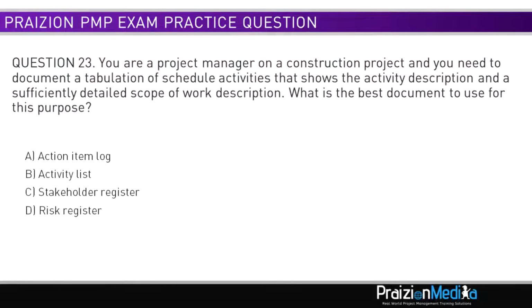Question 23. You are a project manager on a construction project and you need to document a tabulation of schedule activities that shows the activity description and a sufficiently detailed scope of work description. What is the best document to use for this purpose? A. Action item log. B. Activity list. C. Stakeholder register. D. Risk register.